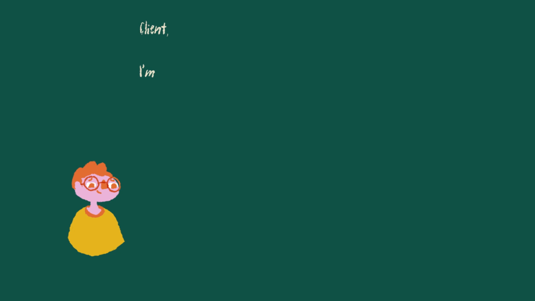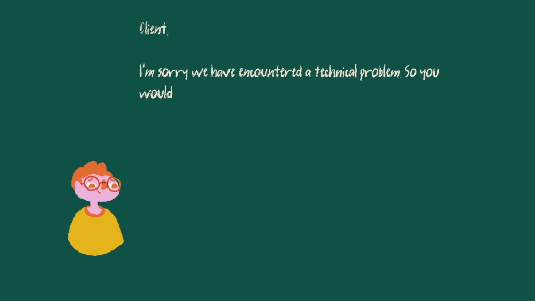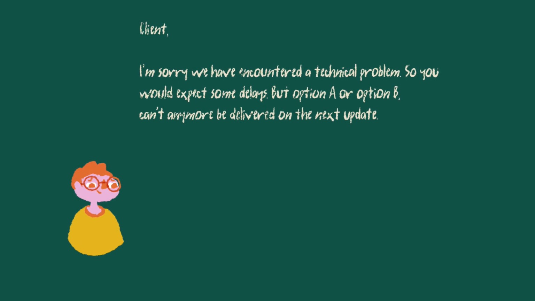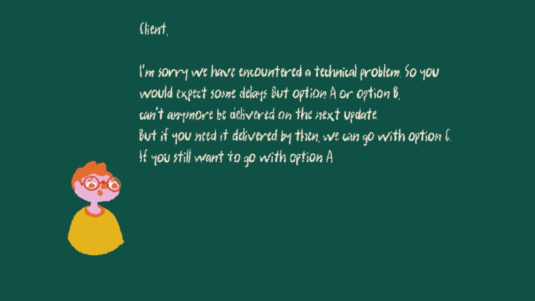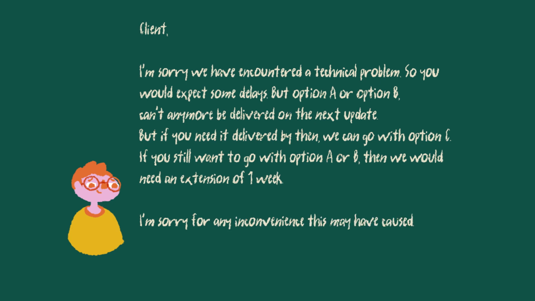So, before the next update, you could say something like this: Client, I'm sorry, we have encountered a technical problem. So you would expect some delays, but this what you want, the option A or option B, can't anymore be delivered by this time. But if we need to deliver it by this time, we could go with option C. If you want to go with option A or option B, we would need an extension of 1 week. I'm sorry for any inconvenience this may have caused.